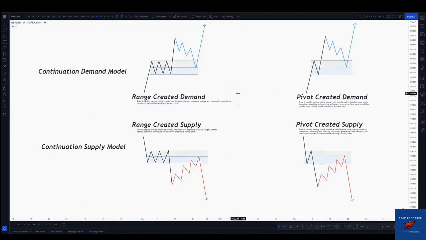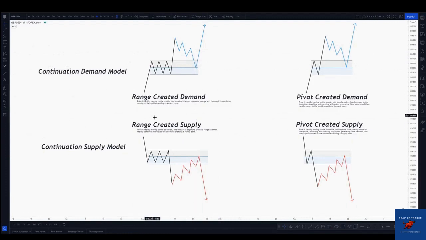Now, if we're looking at continuation patterns using these models, what we would see for a continuation demand model would be an impulsive move to the upside. We'd be seeing a market moving to the upside. We would see that range being created, that sideways price action. We would then see price expand out of that range rapidly. And again, we're not trying to trade the break of that range, but instead we're waiting for price to return back into that range, that demand zone, to look for our entries.